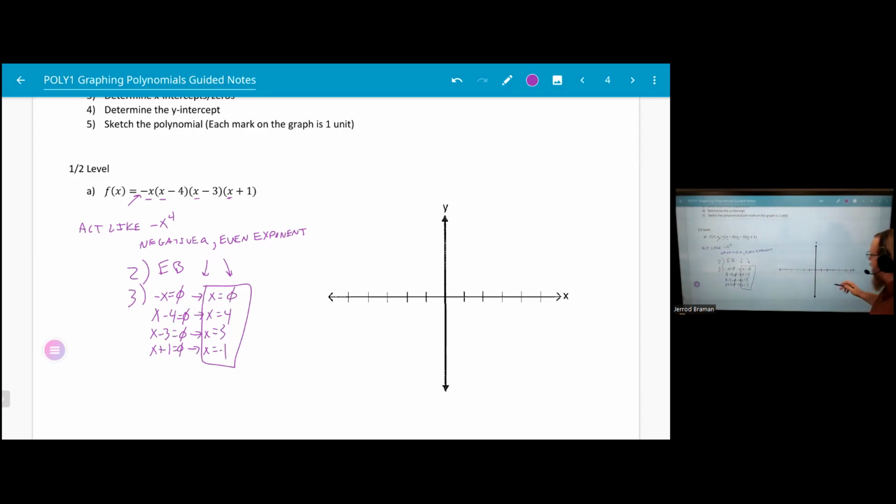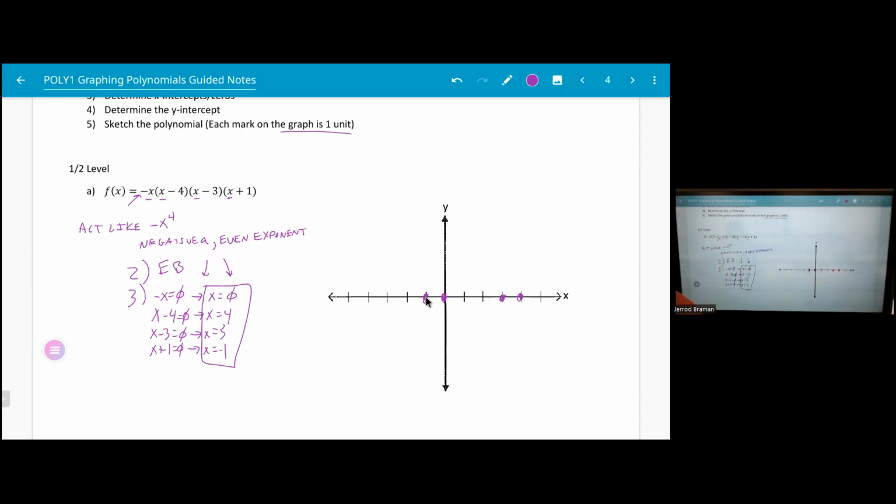On the x-axis, each graph is 1 unit, right? So I'm going to mark here. I've got 0, I've got 4, I've got 3, and I've got negative 1. So we're going to keep all these points in mind here.